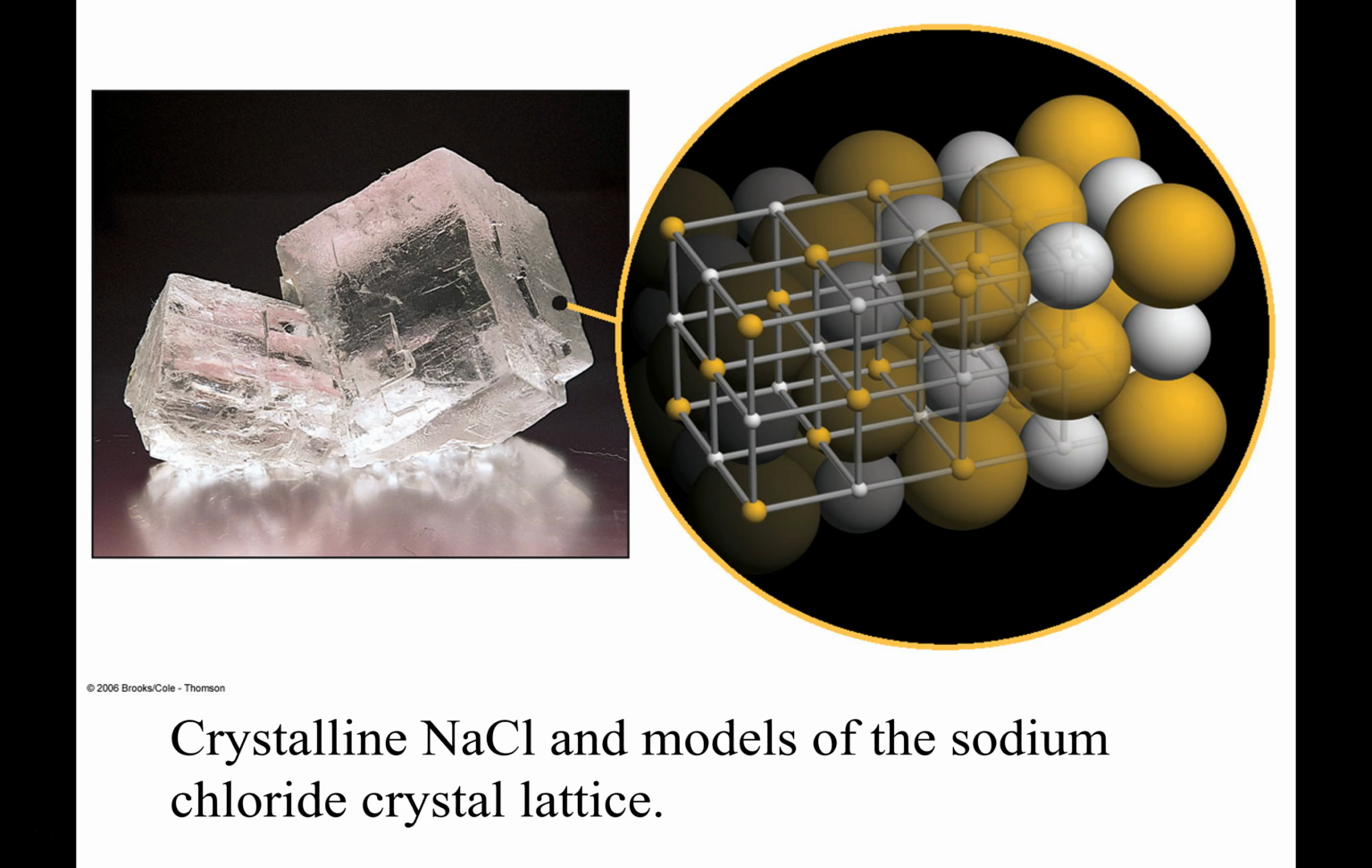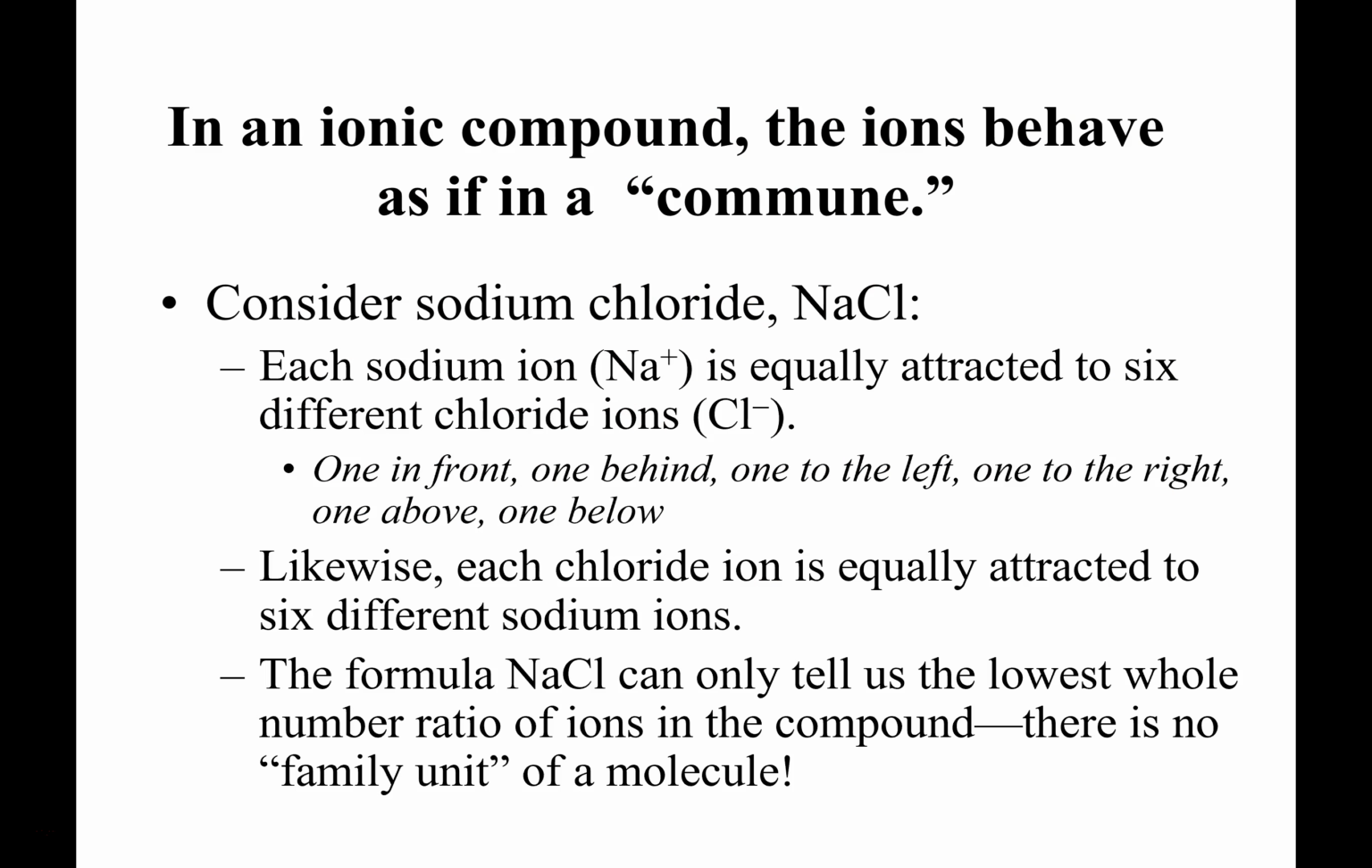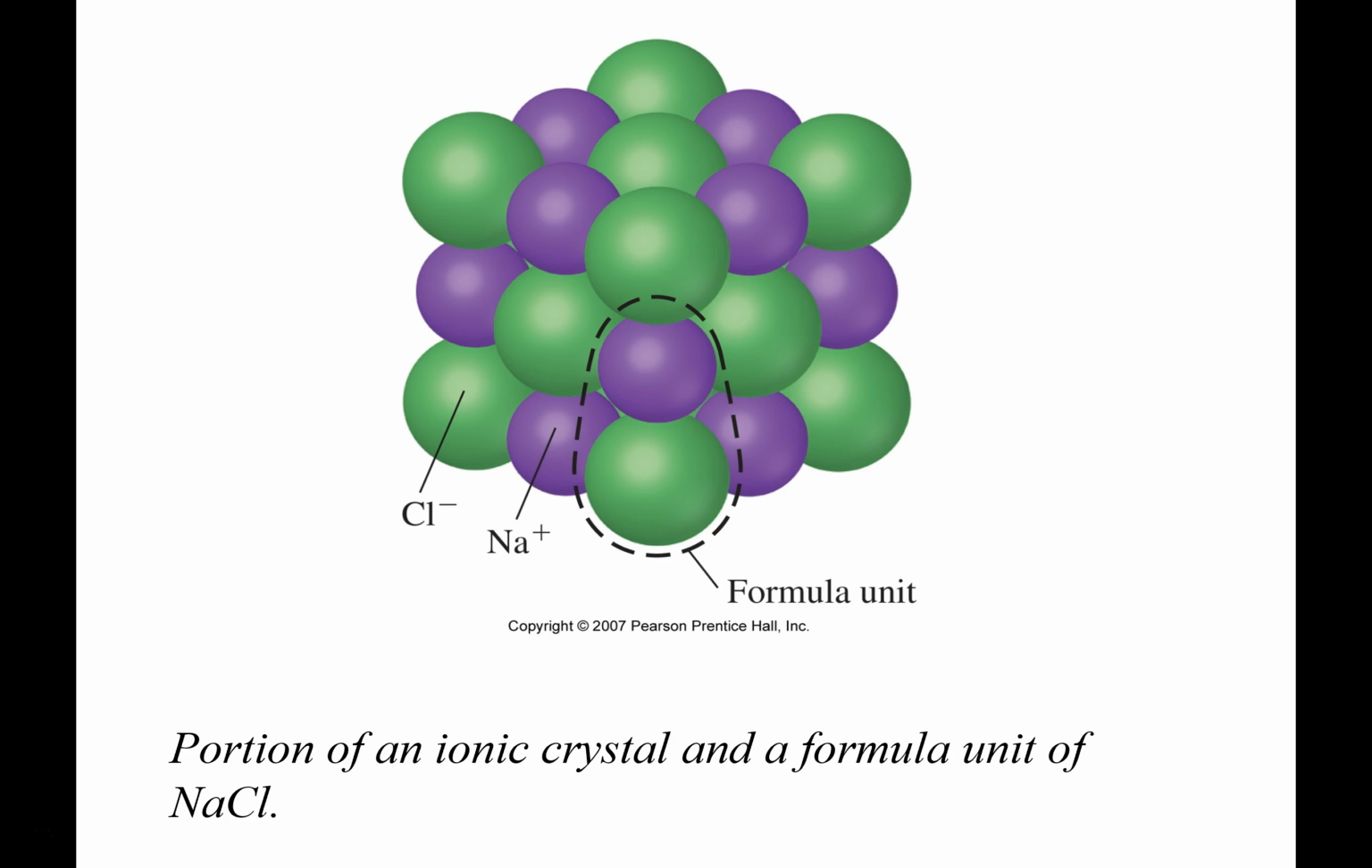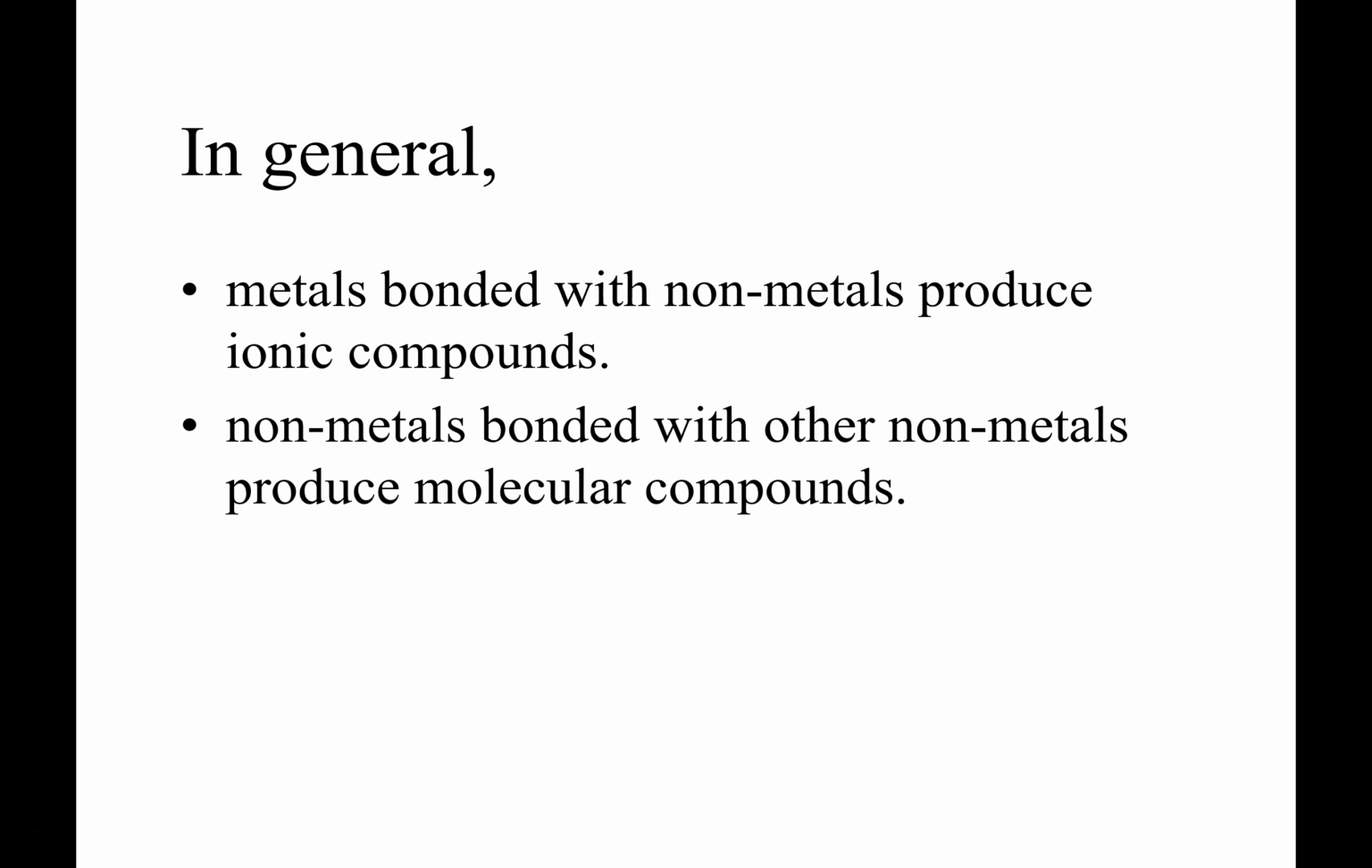This is just another look at the crystalline lattice structure of a solid ionic compound, in this case sodium chloride. The way this crystalline lattice structure works is for every cation you have 6 anions connected to it. For every anion you have 6 cations connected to it. That's just the way it works. Formula unit. Okay.